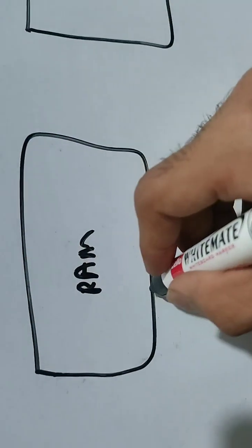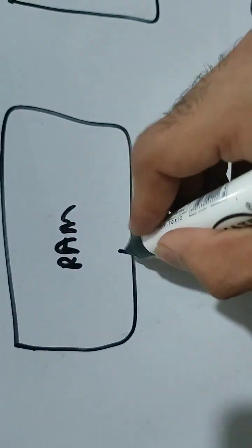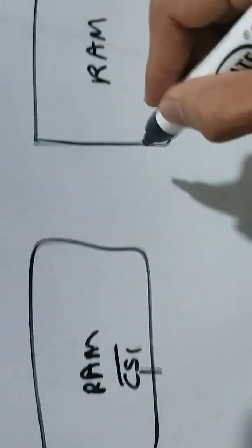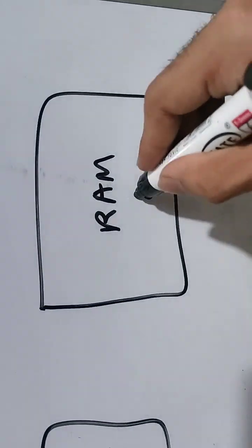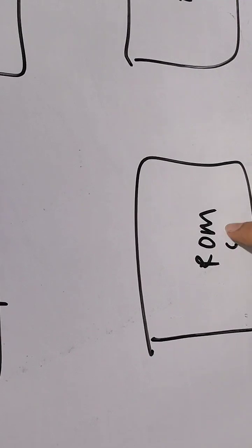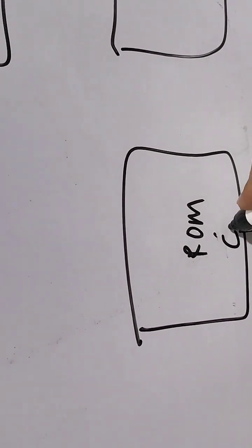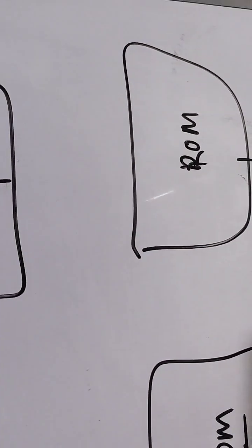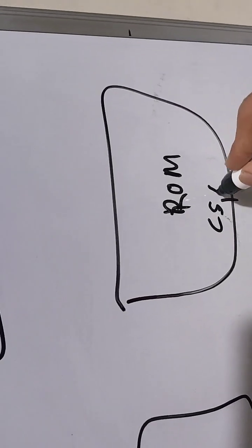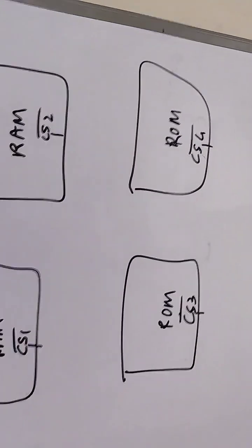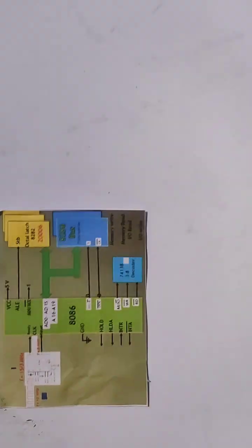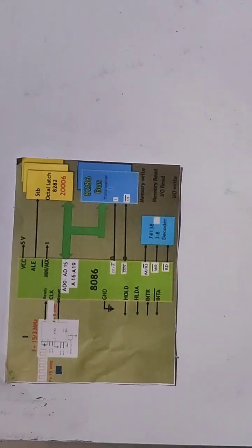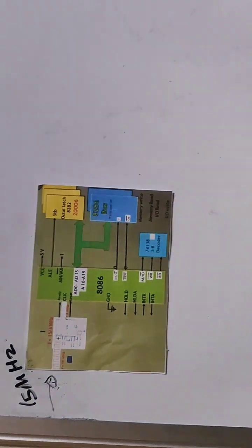Okay, now let's say each will have a chip select. Chip select 1, chip select 2, chip select 3, chip select 4. Okay, so now this you will have to draw actually. This is a minimum mode diagram. We'll have an input of 15 megahertz. Now from our octal latch we'll have our address bus.